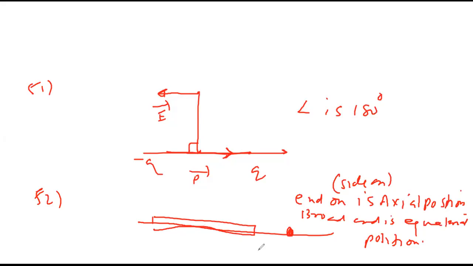A given charge is situated at a certain distance from the dipole in end-on position. Some charge Q dash is situated here, on the axis of the dipole, at a certain distance. Let us take it as R. Then the force is F. Then what is the force if the distance is doubled?